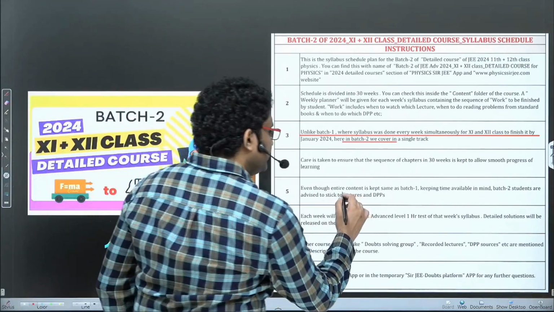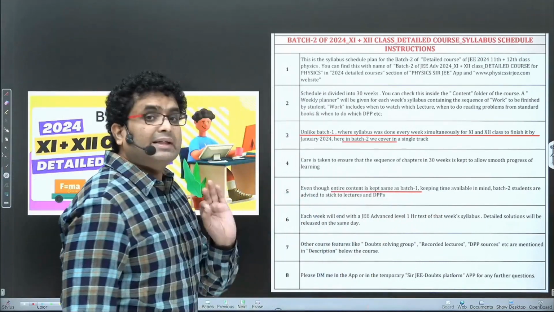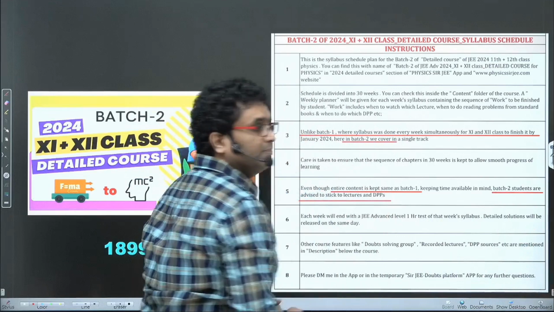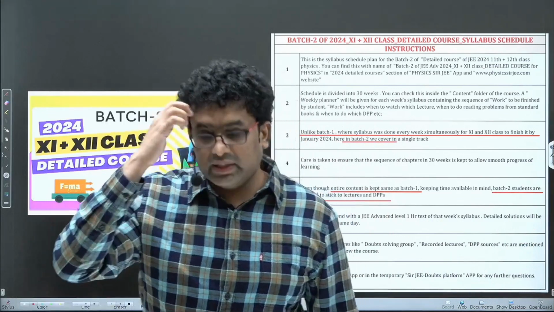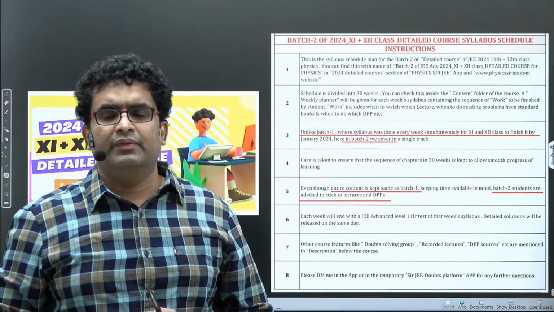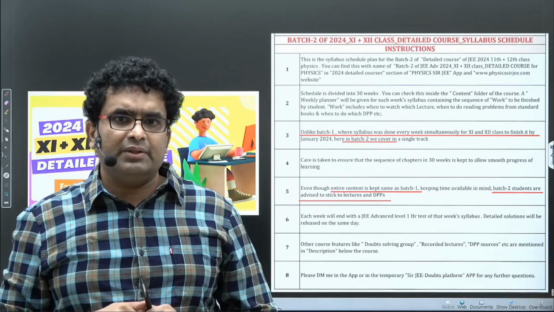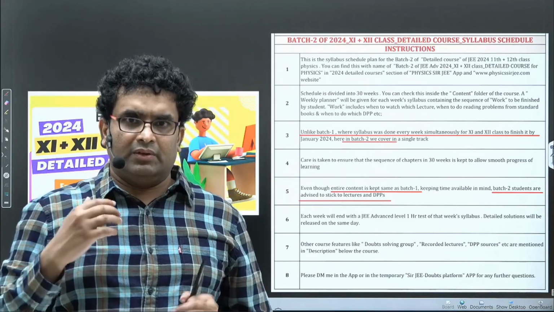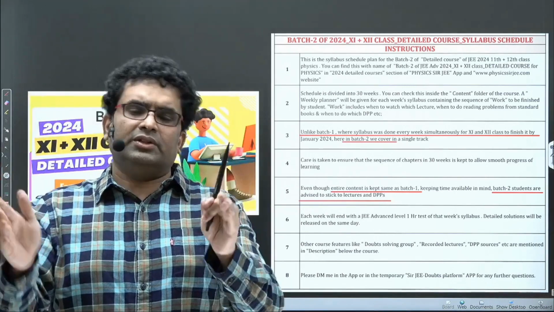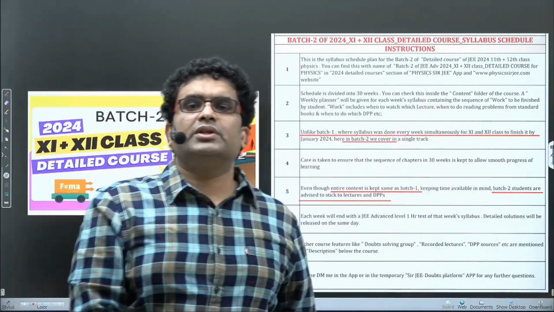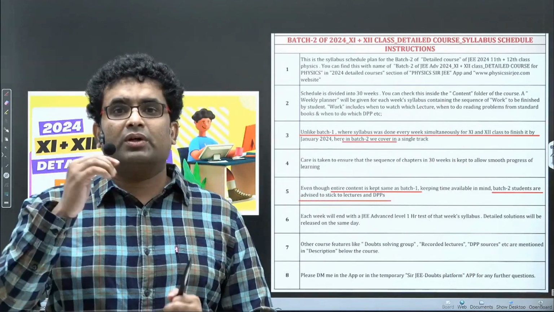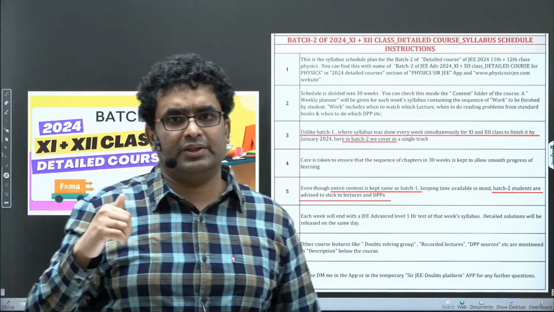Even though the entire content is kept the same as batch 1, keeping the time available in mind, batch 2 students are advised to stick to lectures and DPPs. So usually in our detailed course, you'll have a weekly plan with marked problems from different texts and reading assignments and so on, unless you want to go in depth in that particular chapter, which we will decide student to student. I'll talk to the students separately and I'll decide. Unless otherwise stated, just watch the lectures, finish the DPPs, ask your doubts in the doubts groups, get rid of that, go to the next chapter. This is what I would advise if you are going for batch 2, because you are going chapter by chapter, single track teaching. Okay, right.